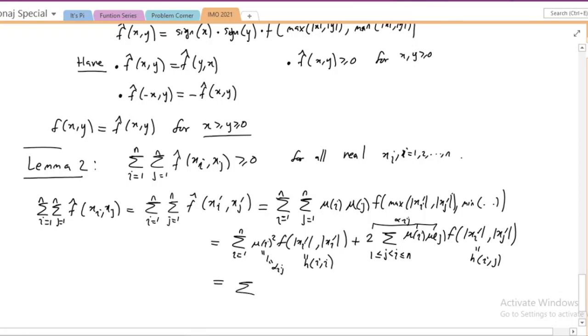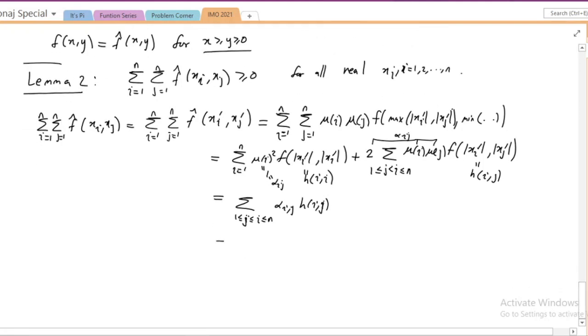So this comes together nicely as summing j less than or equal to i less than or equal to n of alpha ij h ij, which is just the same as when we took this over all z. And this is greater than or equal to 0 by lemma 1. Alright, so yeah, that was a bit of work.